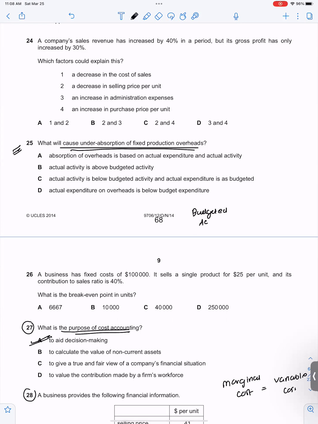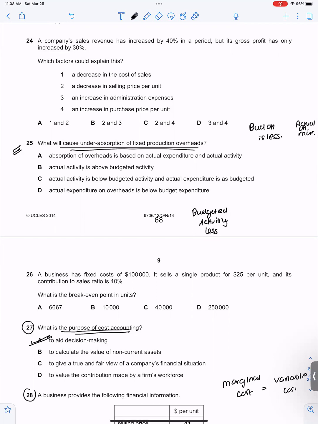Budgeted activity level is less, and this is under absorption. No, budgeted overheads is less, I'm saying. Like budgeted production is less. Budgeted overheads is less, and actual overheads are more.